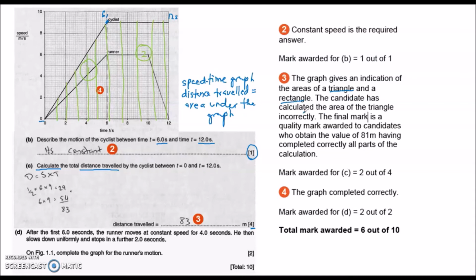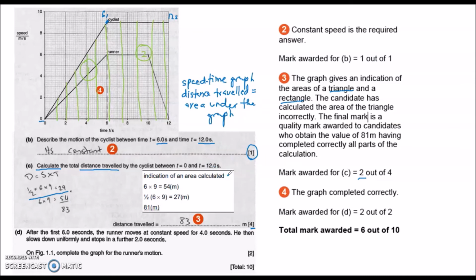The candidate has calculated the area of the triangle incorrectly. Okay, the final mark is a quality mark awarded to candidates who obtain the value of 81 meter, having completed correctly all parts of the calculation. The mark awarded for this question is 2 out of 4. Let us see from the marking scheme what it says.